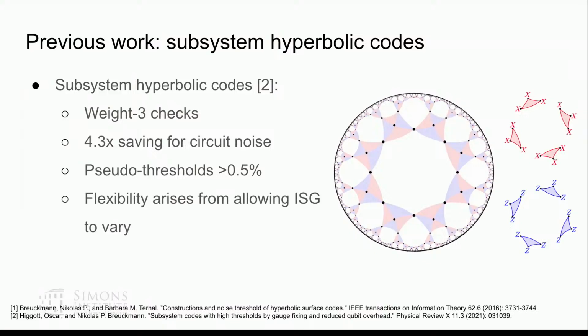And this flexibility arises from allowing the instantaneous stabilizer group of the code to vary over time. So you're essentially switching between 2 hyperbolic surface codes, like of the primal and a dual lattice in each cycle. However, the logical operators do remain fixed.